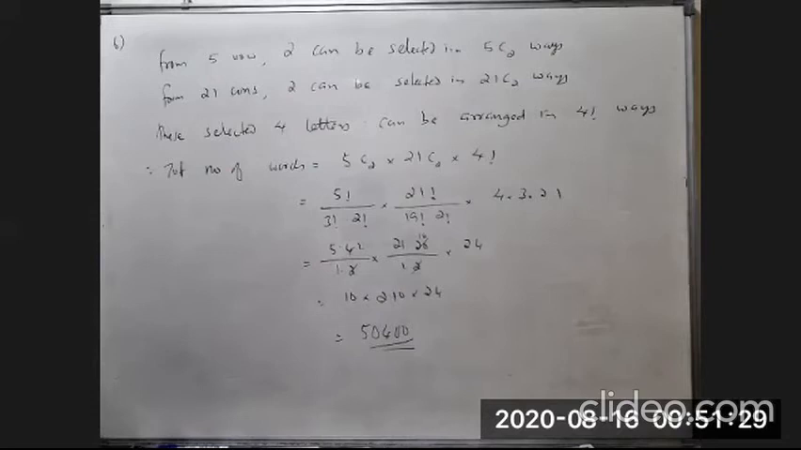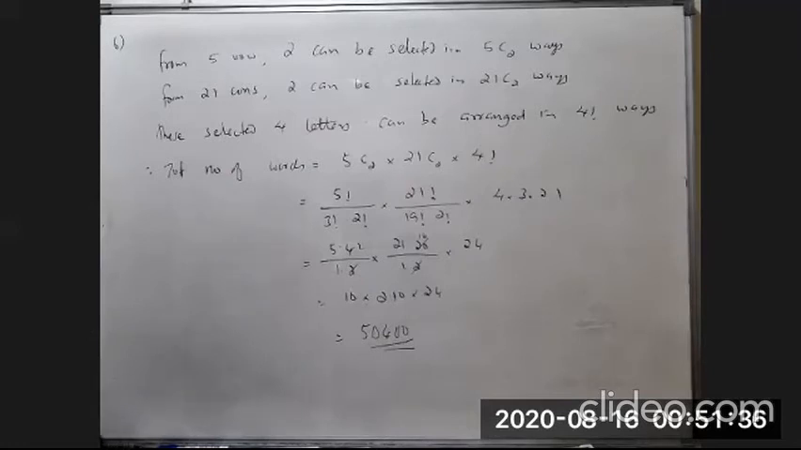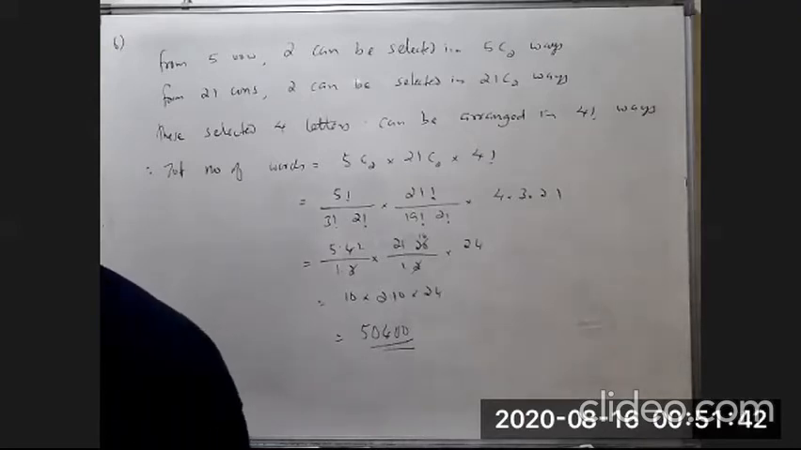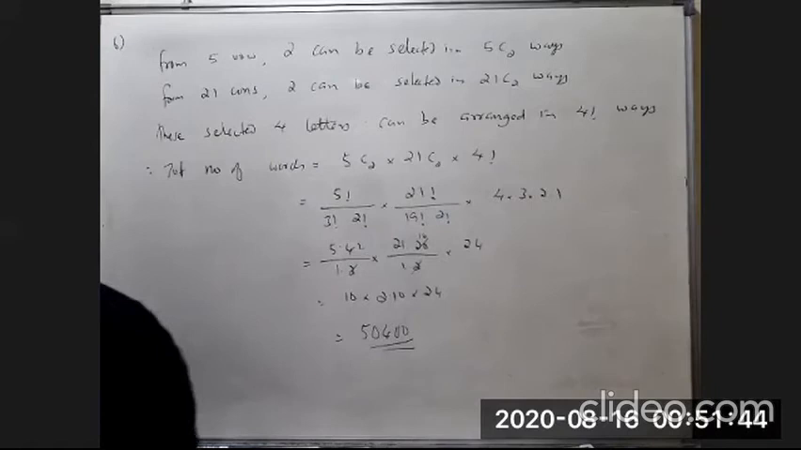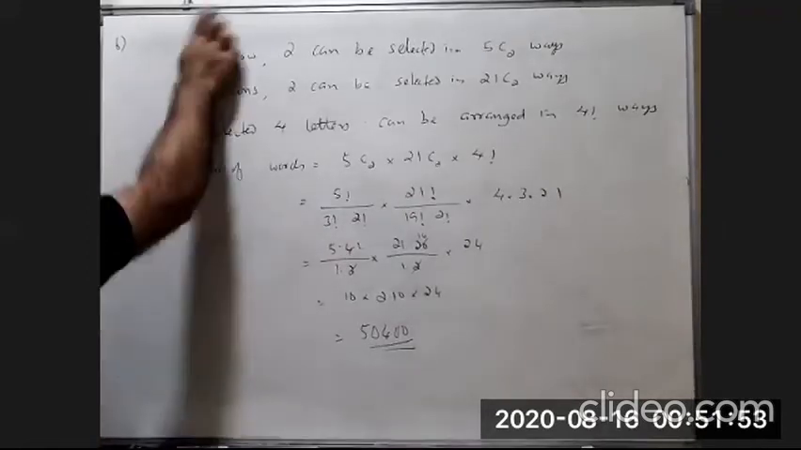Next one. In an examination, a question paper consists of 12 questions divided into part 1 and part 2, containing 5 and 7. A student is required to attempt 8 questions in all, selecting at least 3 from each part. Again, a good question like that, selection of boys and girls. So, question number 7.